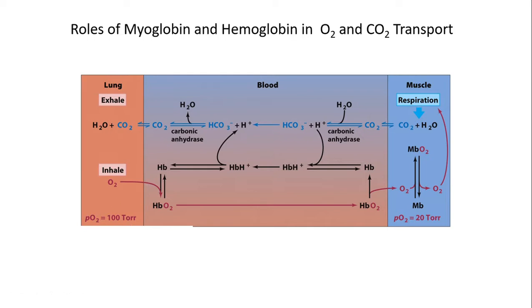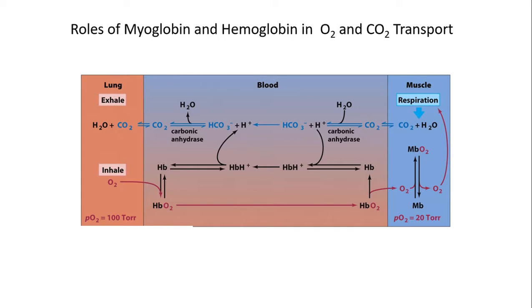Now, once hemoglobin has bound that O2, even though that binding is reversible, it doesn't want to give that O2 up unless we're in a low O2 region. So when hemoglobin gets to the tissue, the PO2 here is 20 torr, and that facilitates the release of O2 to myoglobin, who then transports that O2 to the respiring muscle.